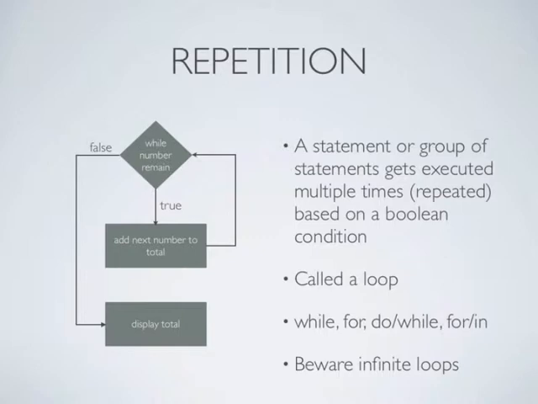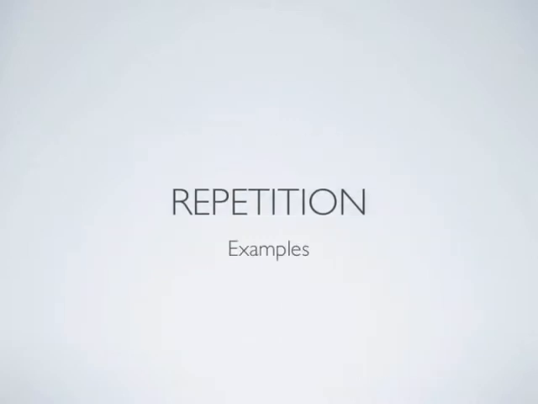Here, for example, while there are numbers remaining, we take the next number and add it to the total. We then go back and say if there's more numbers still remaining, then add that one to the total. And we keep doing that over and over again until eventually we run out of numbers to add to the total. When that's true, the condition becomes false, and we then go on at that point and display the total. Now let's take a look at some actual repetition examples.